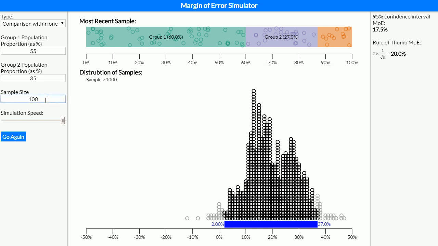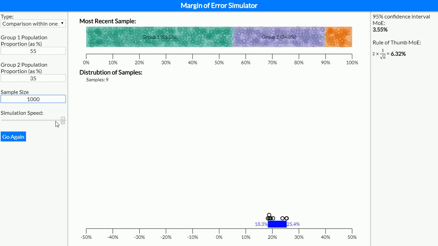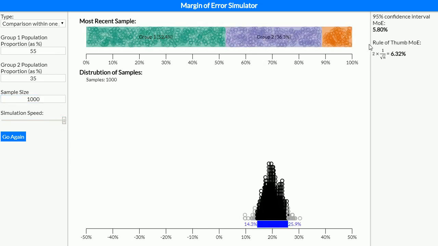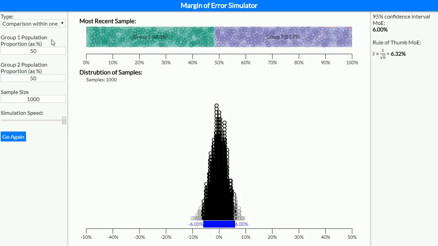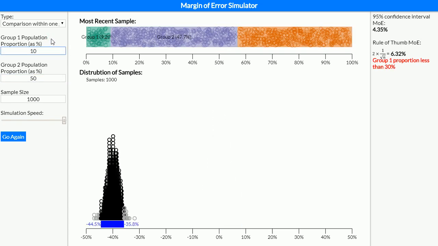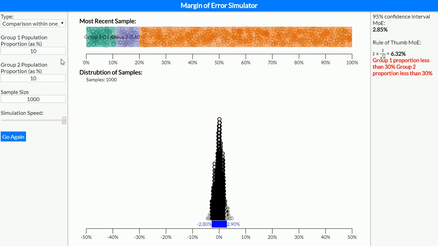Likewise, as in the previous example, if we increase the sample size, if I increase this again to 1,000, and make it happen much faster, we can see that our margin of error has got much smaller. Likewise, if I make these percentages more central, we can see that the margin of error is just a tiny bit bigger. And if these percentages get quite small, we can see that the margin of error is very small and doesn't line up with our rule of thumb, which is why we have to stay between that 30 and 70%.